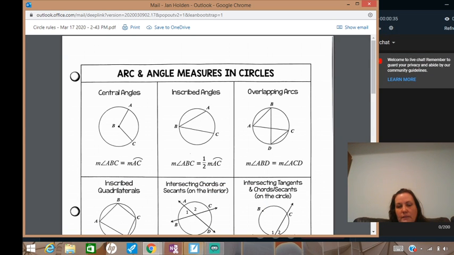Not sure if anybody is there, but I just wanted to remind you that you have this list of all your circle rules here. So keep those handy as you're doing stuff. Today I'm going to go over the circle practice that you did because you're going to have a quiz that looks similar to that. There's a link for that on our website.